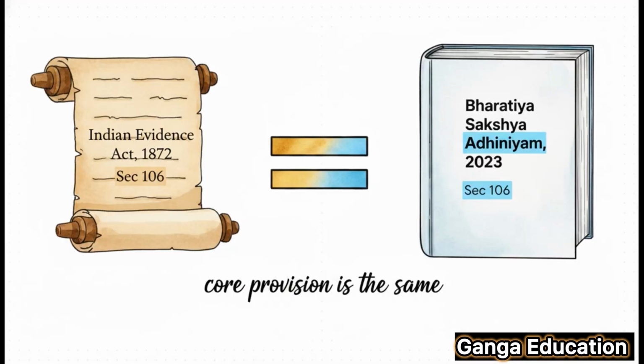Now, for all the aspirants out there, this is a very important point. This provision isn't new. It was previously Section 106 of the Indian Evidence Act of 1872. In the new Bharatiya Sakshya Adhiniyam, it has been retained as Section 106. The core legal provision remains exactly the same, so no changes there.